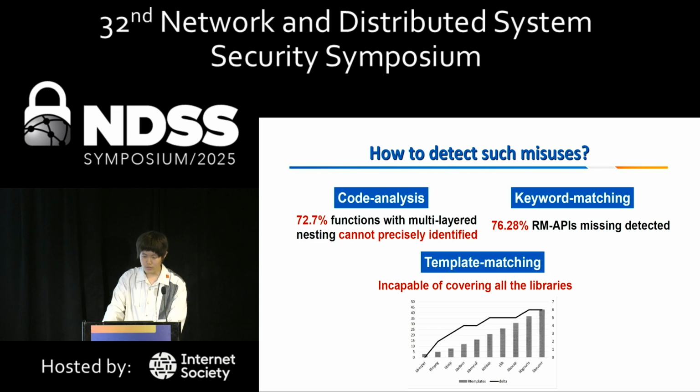Three traditional ways are applied for ARM API misuse detection. Automatic code analysis cannot precisely identify 72.7% of multi-layer nesting functions. Keyword matching for API names misses 76.28% of ARM APIs, and the template matching method in documentation processing is incapable of covering all the libraries, according to our experiment.